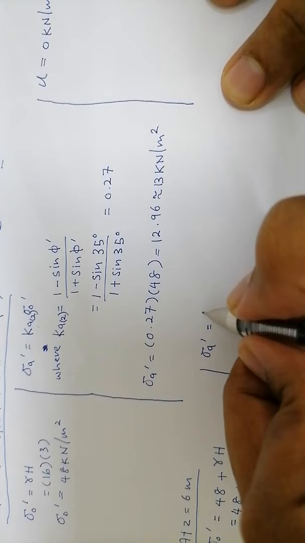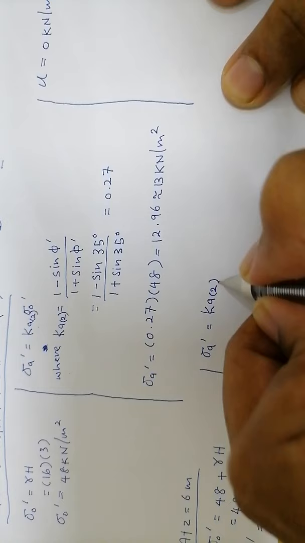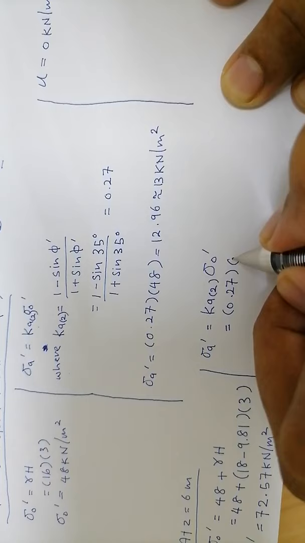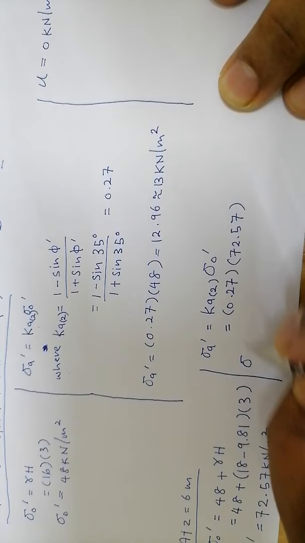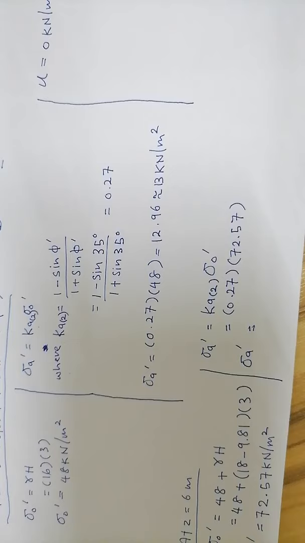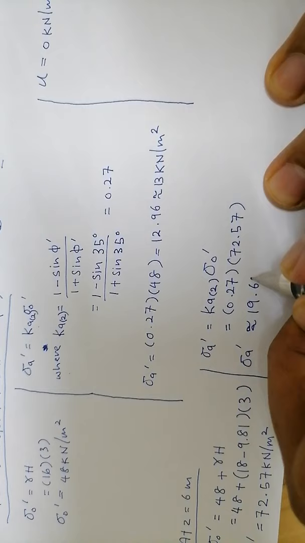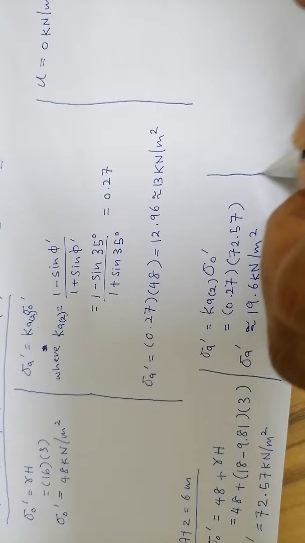Because we are at the second layer, or the lower layer, Ka2 times the effective stress. Ka2 is 0.27 times 72.57. When you do this, you'll get Rankine's active pressure equals approximately 19.6 kilonewton per meter square.